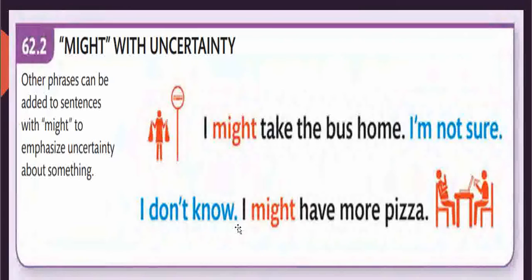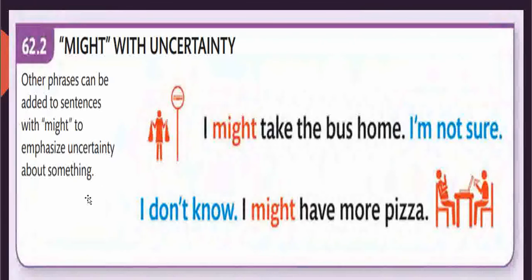I don't know. I might have more pizza. Now, I might have more pizza in itself is showing one simple construction about a possibility. How does it become uncertainty? Uncertainty comes with an additional phrase. This additional phrase can come later and it can come earlier also. I don't know, I might have more pizza. I might have more pizza, I don't know. Then it shows uncertainty. So might with uncertainty requires one additional construction that might go along with it, an added sentence that might go along with it.